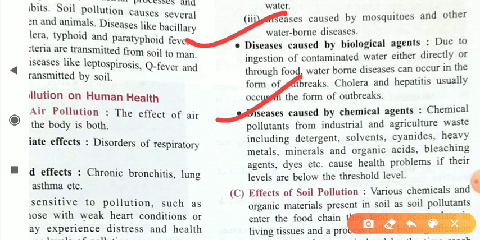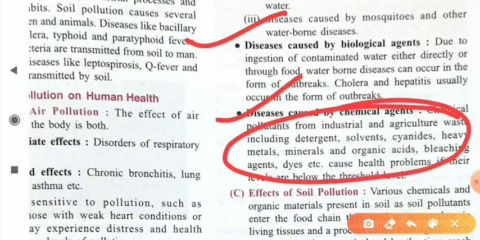Next is disease caused by chemical agents. Chemical pollutants from industries and agriculture waste include detergents, solvents, cyanides, heavy metals, mineral and organic acids, bleaching agents, dyes, etc. They cause health problems if their levels are above the threshold level. So these are the chemical agents which are really harmful for our health.